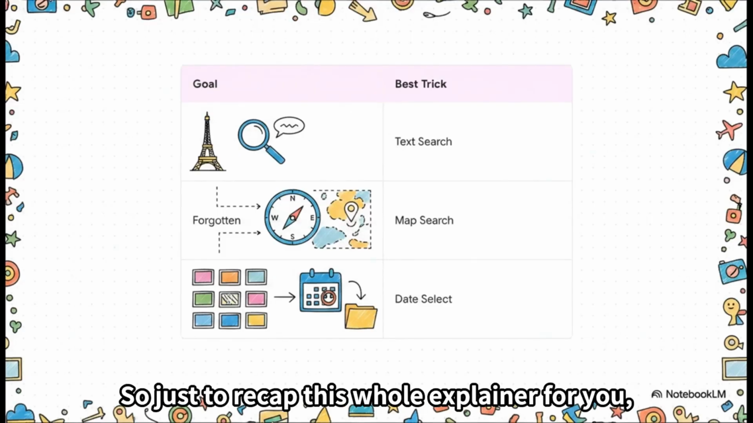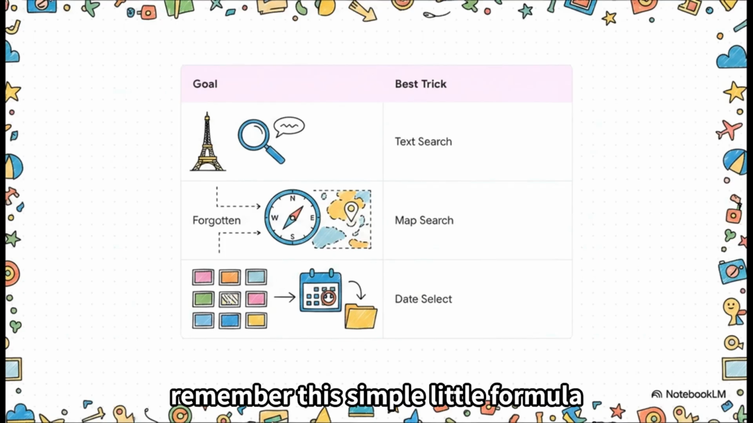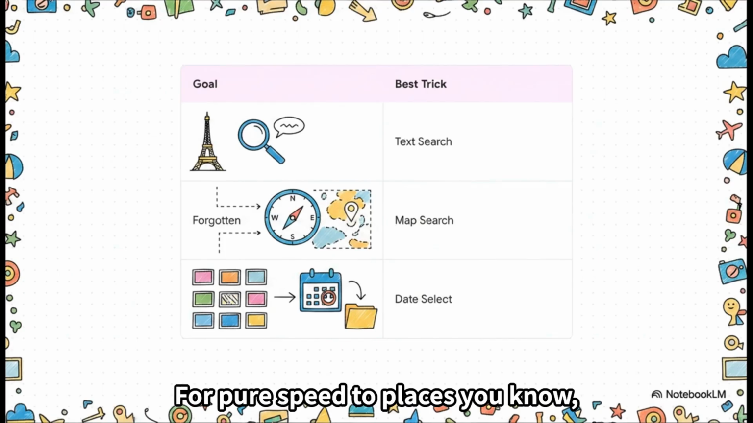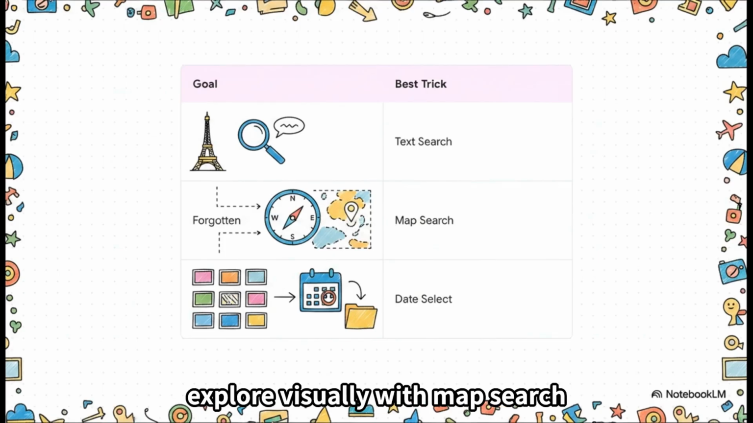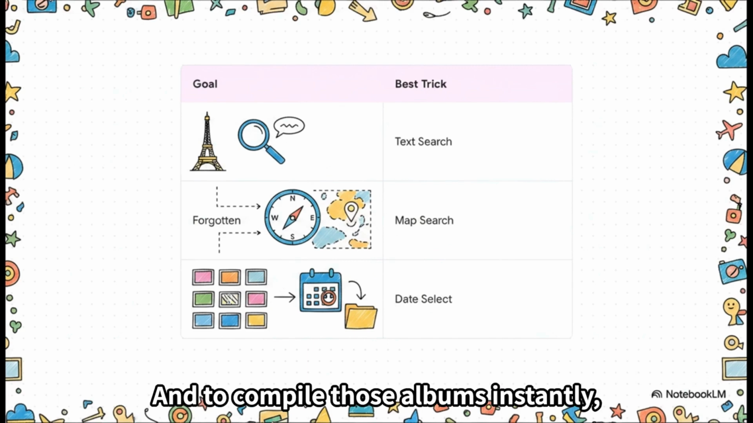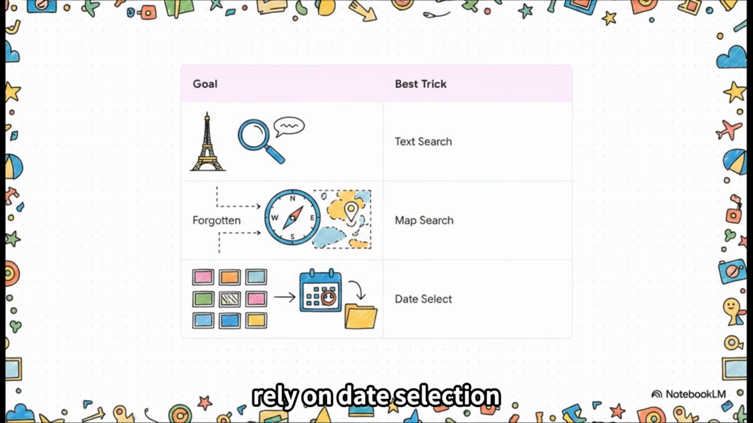So, just to recap this whole explainer for you, remember this simple little formula. For pure speed to places you know, use text search. For those forgotten spots, explore visually with map search. And to compile those albums instantly, rely on date selection.